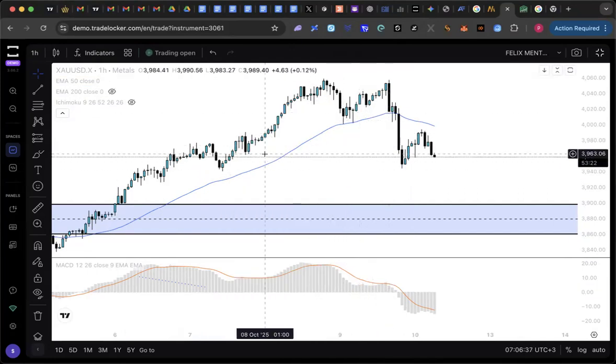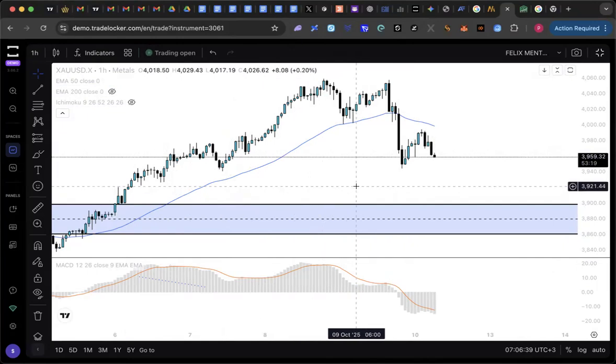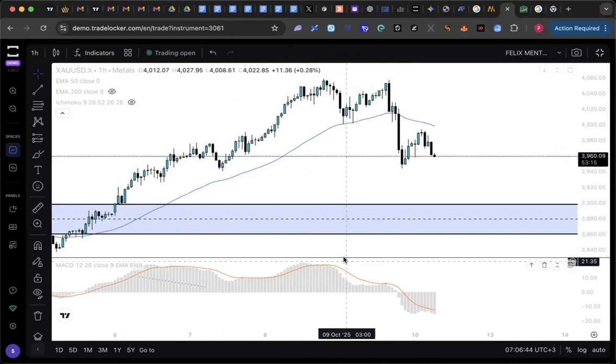Now, if you like, you can put a 200 moving average with it, that is if you want to do scalping. If you're not scalping, if it's your normal day trading, a 50 moving average is okay.